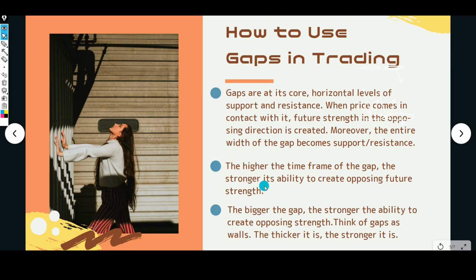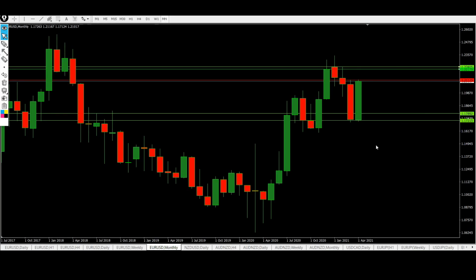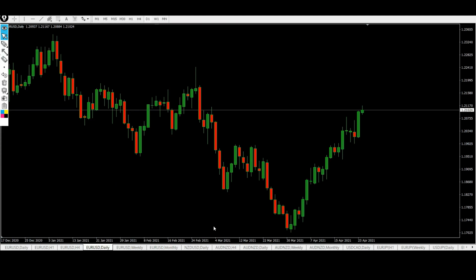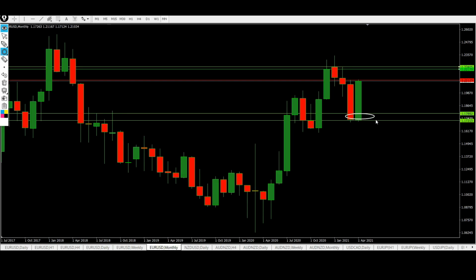Number two. The higher the time frame of the gap, the stronger its ability to create opposing future strength. All right, so I mentioned this earlier, but the higher the time frame of the gap, by its very nature, is stronger than a lower time frame's gap. So again, a monthly gap is stronger than a weekly gap, and a weekly gap is stronger than a daily gap.